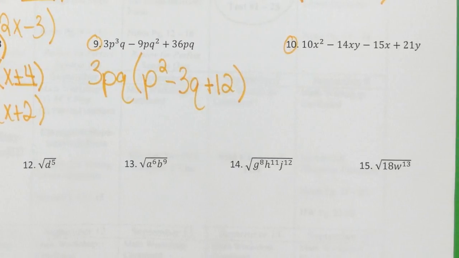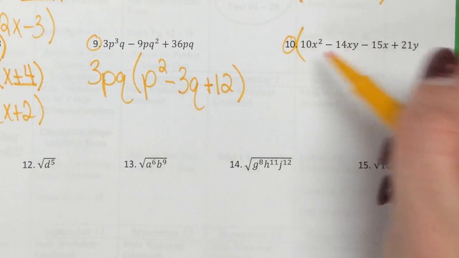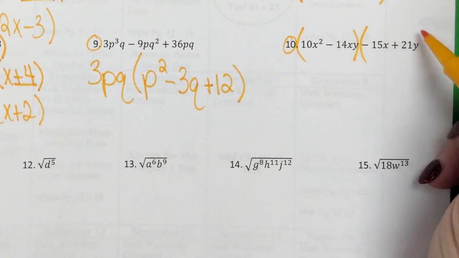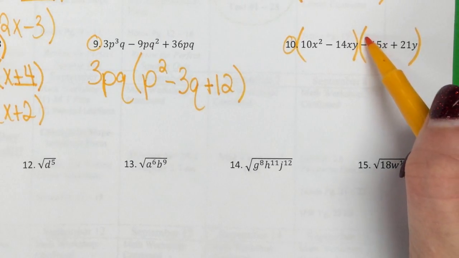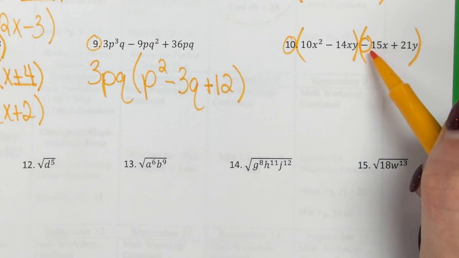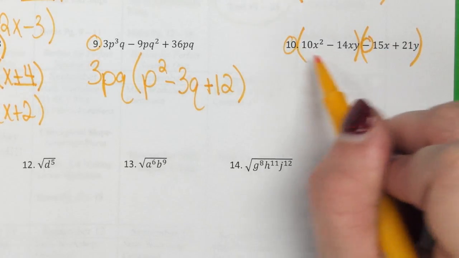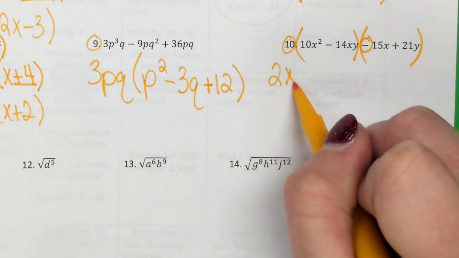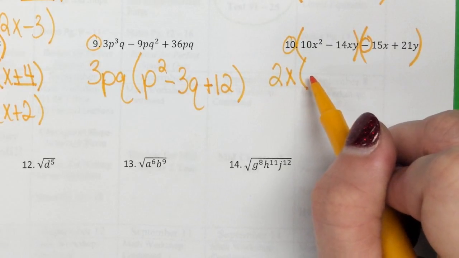All right, last one, number 10. How many terms does it have? 4. So what do we use? Grouping. And make sure you leave that negative sign with that 15, okay? All right, what do the first 2 have in common? 2x. Very good.